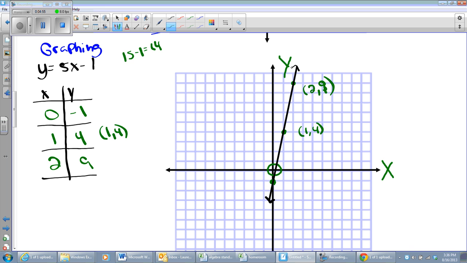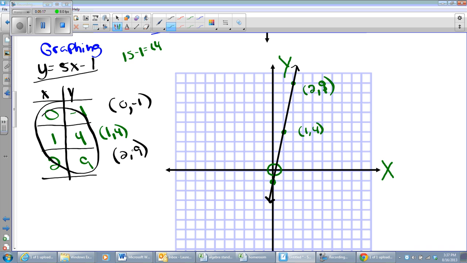Those three sets of points, (0, -1), (1, 4), and (2, 9), are not the only three solutions. There are an infinite number of solutions, and they're all shown by this line. Any point, if you know the coordinates, if you plug it into this equation, you'll get a true statement.